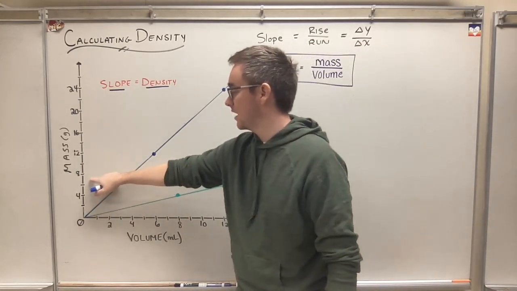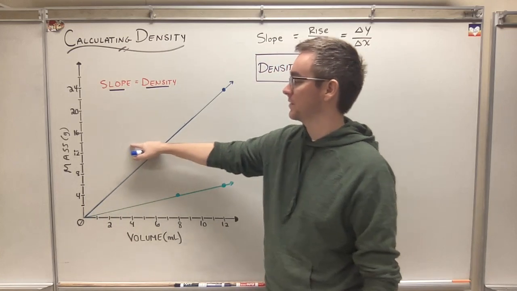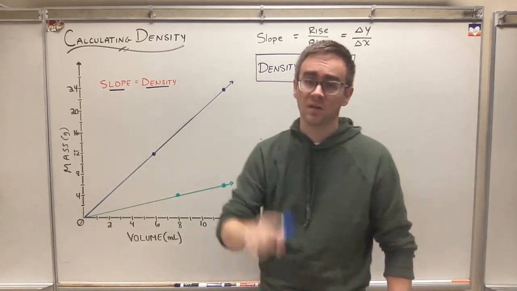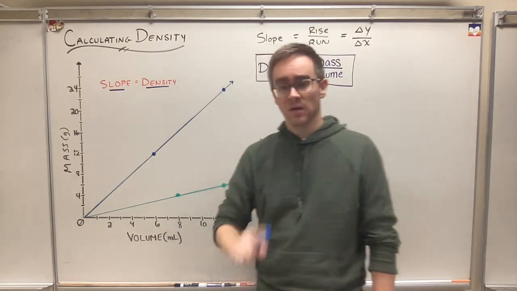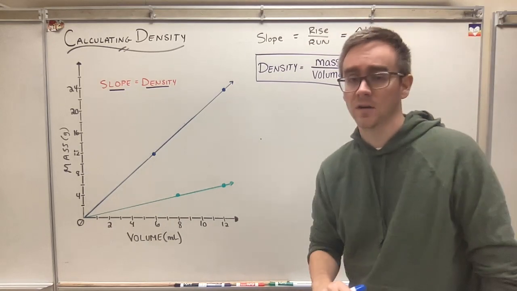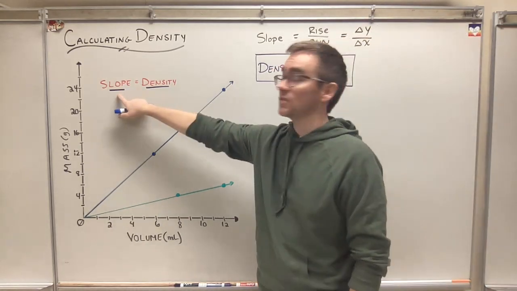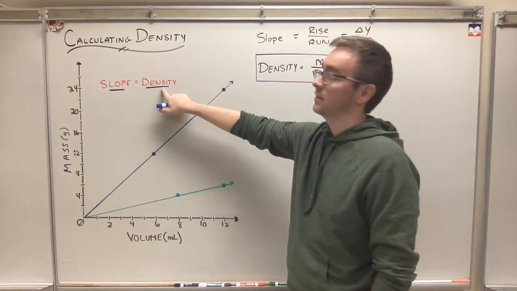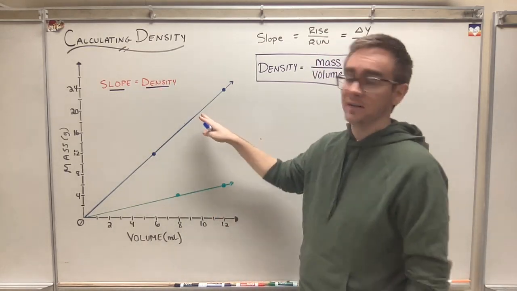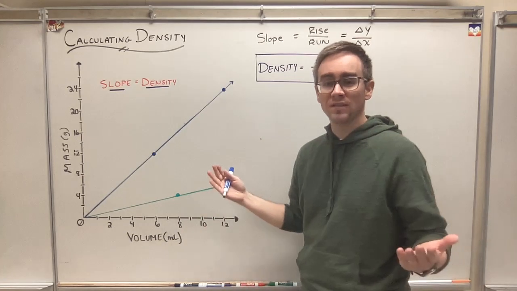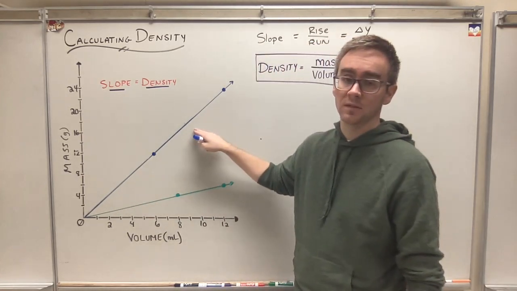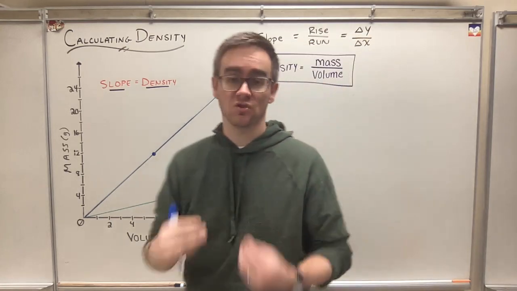Every time this goes up, this goes over. And it seems to be going the same amount. How do I know? Because it's a straight line. A straight line on a graph indicates a constant slope. Or in this case, constant slope means constant density. So in this case here for this blue object, no matter what point I pick, it's going to be the same amount of slope because it is a straight line.